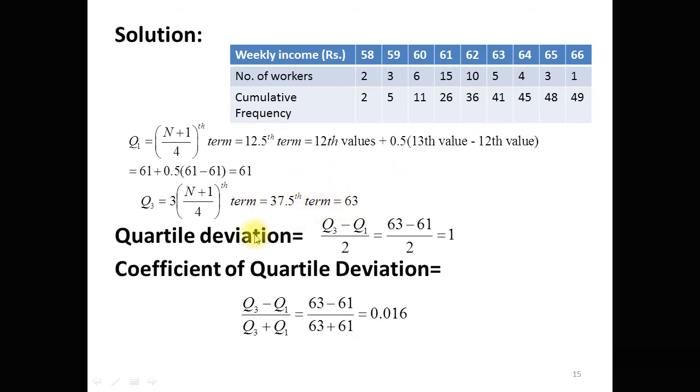Now the quartile deviation is equal to Q3 minus Q1 divided by 2, and this is equal to 63 minus 61 divided by 2, so this is equal to 1. And the coefficient of quartile deviation, Q3 minus Q1 divided by Q3 plus Q1, is equal to 63 minus 61 divided by 63 plus 61, which is equal to 0.016. So this is the value of the coefficient of quartile deviation.